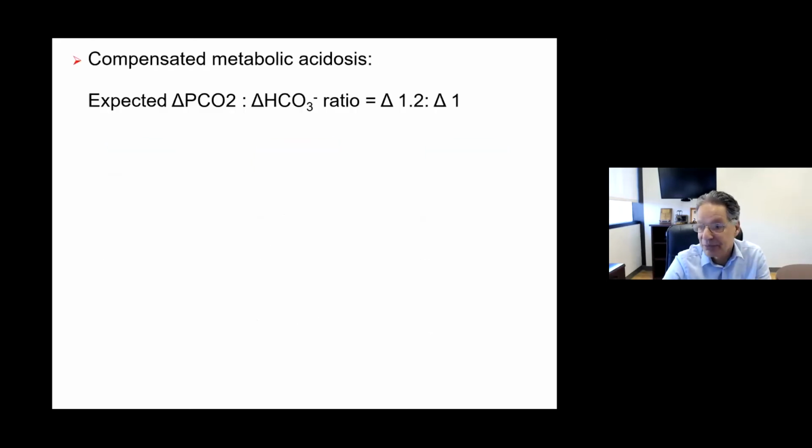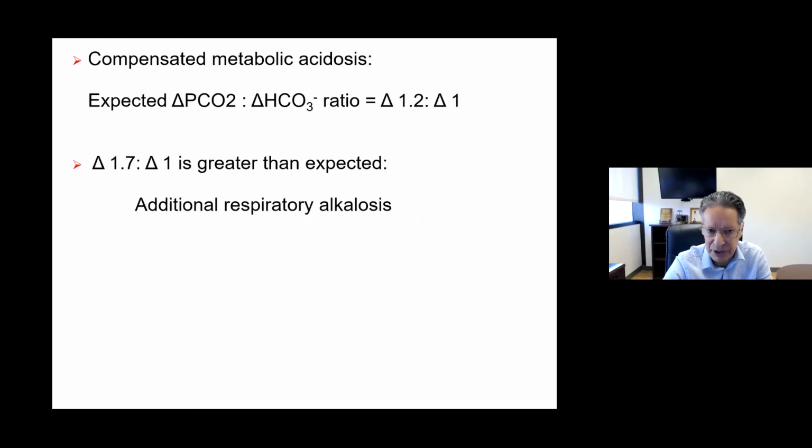Well, the anion gap was elevated, so we can say with some certainty that there was a metabolic acidosis. However, if it was compensated, we should have seen a ratio of 1.2 to 1, which means that for every fall in the bicarbonate, your ventilation changes such that the change in the PCO2 is approximately equal to the change in bicarbonate. It's a little bit more. It's certainly not 1.7 to 1 like our patient.